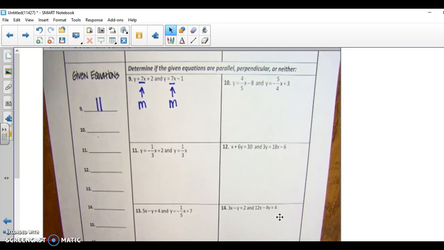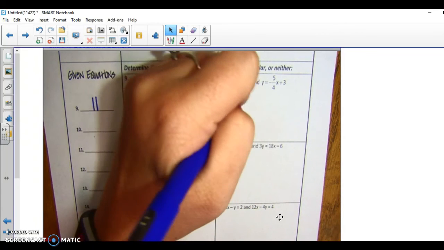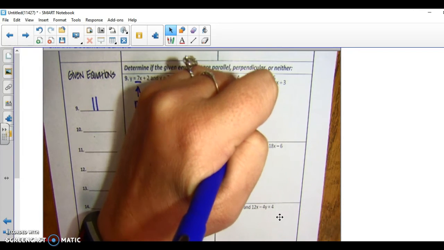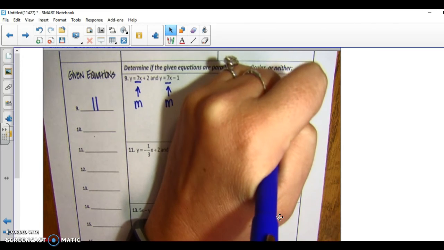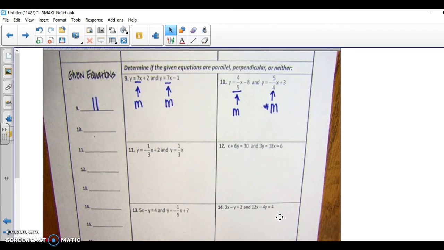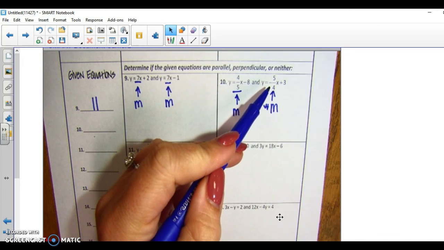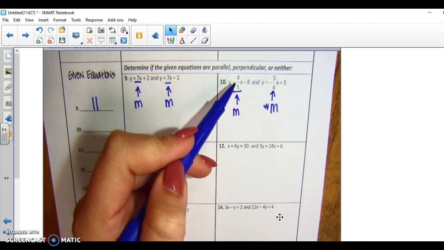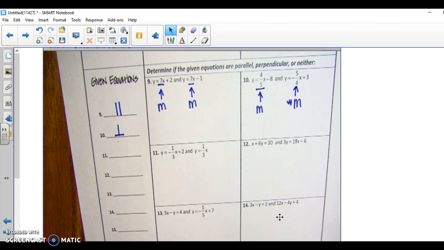So then we look at number 10. We have y equals 4/5 x minus 8, and we have y equals negative 5/4 x plus 3. So our slope here is 4/5. Our slope here is negative 5/4. Okay? So we can see that 4/5 is going to be flipped to 5/4, and our sign is switched from positive to negative. So these would be perpendicular. All right, and I will let you guys complete the other practice.